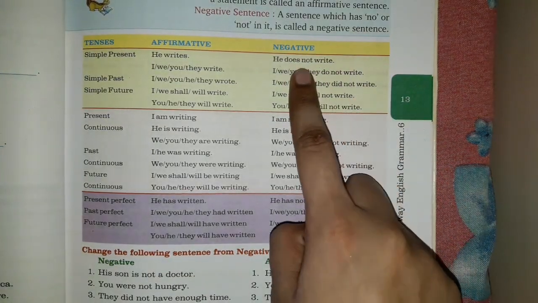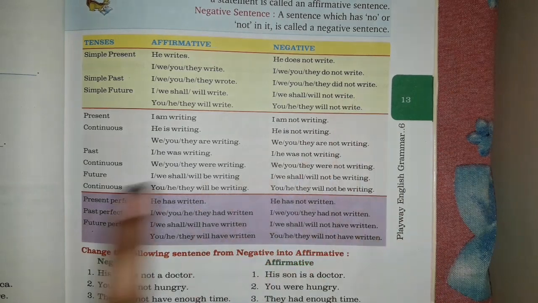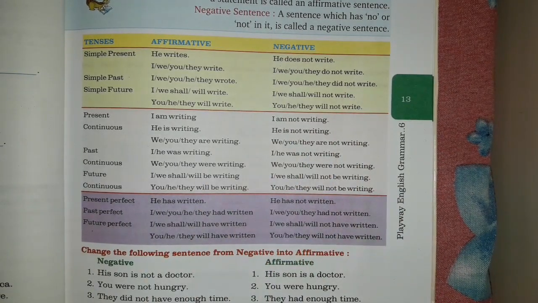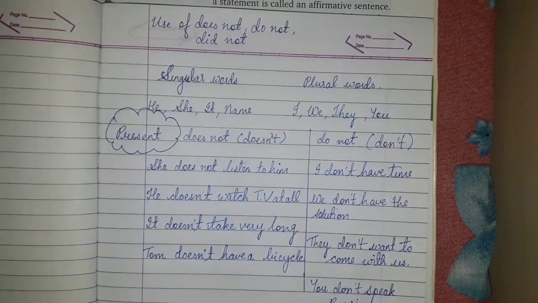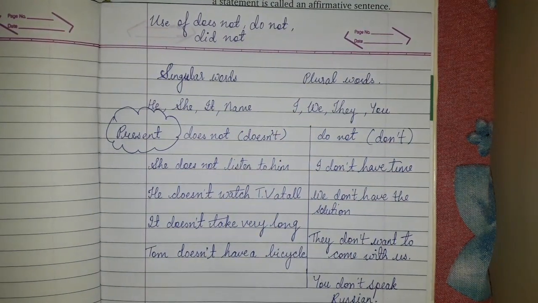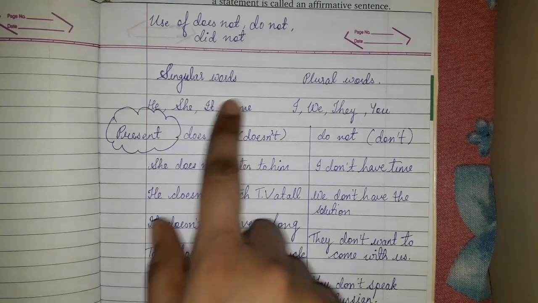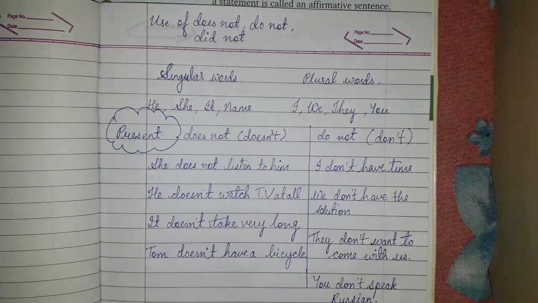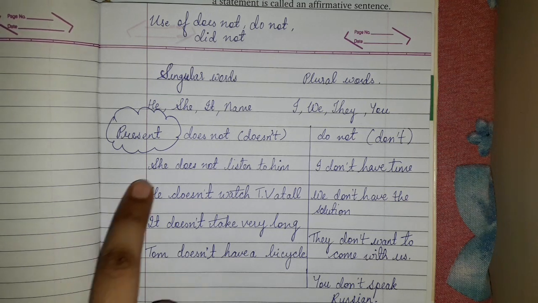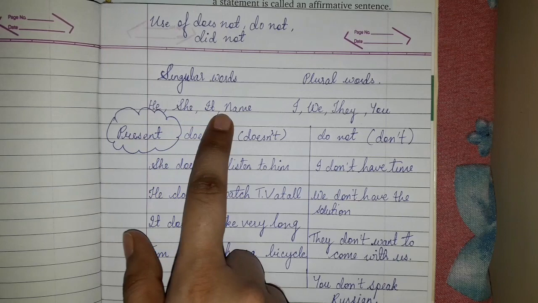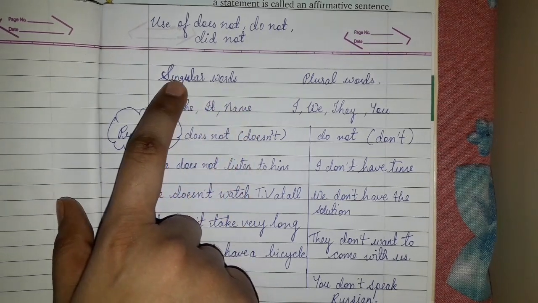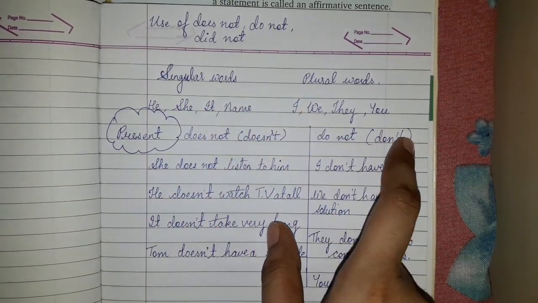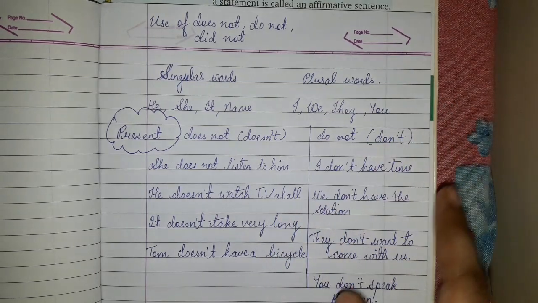When it comes to does not, do not and did not, students often make mistakes. So here I will simplify this for you. As you can see on your screen, these are certain words which I have often discussed with my old students, and they are very well aware of these rules. Let's see these words: he, she, it, name. These come under singular words, and I, we, they, you are considered plural words.